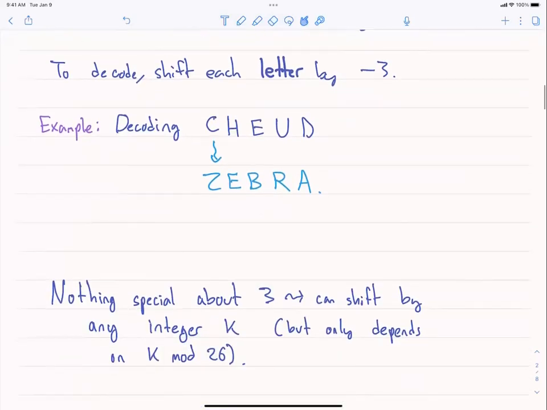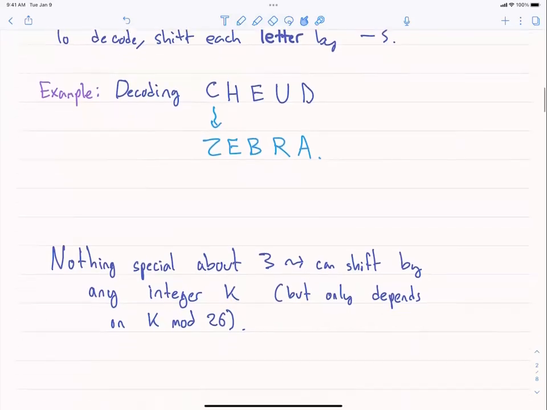Of course, there's nothing special about shifting by 3 letters. I could shift by any integer number of letters in the alphabet. And if I shift by 26 letters, I'll just end up back where I started from. So really, the integer k I shift by only matters modulo 26. I have at least 26 different choices for how I can shift. Of course, if I shift by 0, then I'm just sending my message, and that's not a very effective cipher.